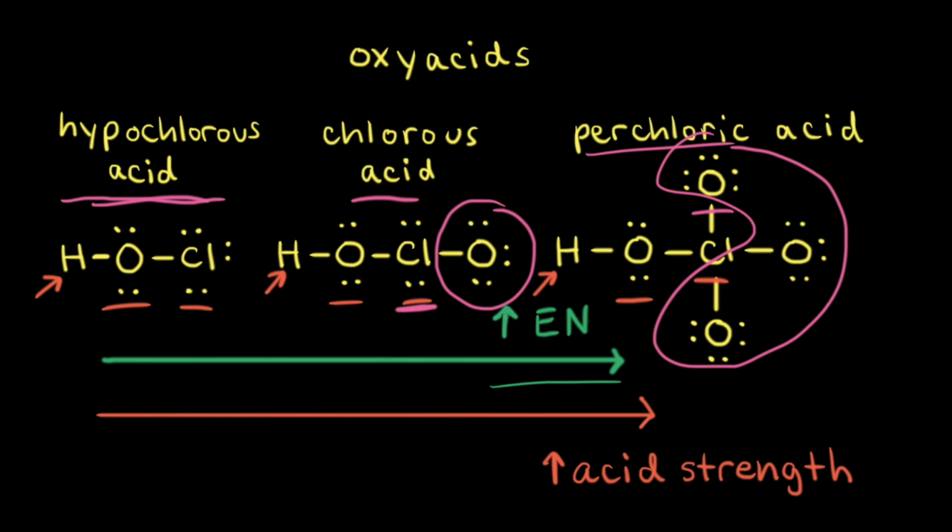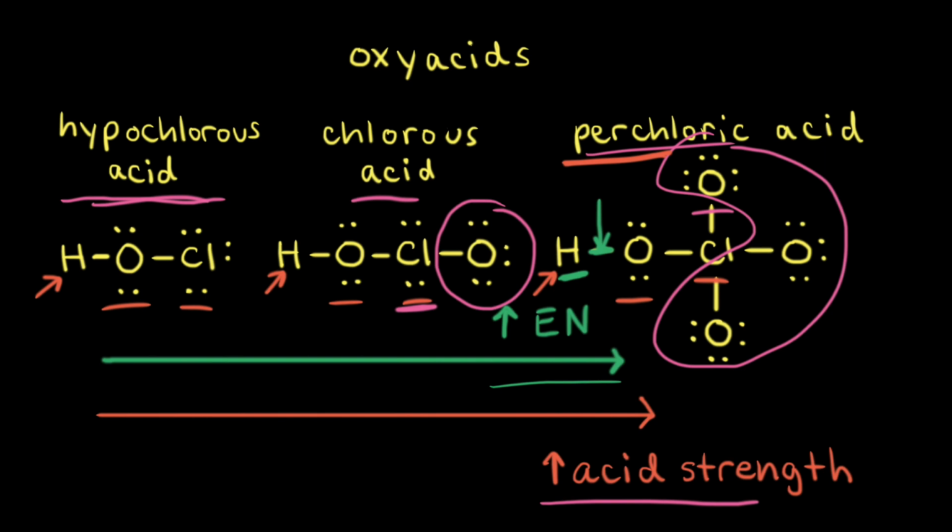atoms in the acid. And as the number of electronegative atoms increases, more electron density is pulled away from the acidic proton, which increases the polarity of the oxygen-hydrogen bond. So bond polarity increases as we move to the right, which predicts an increase in the strength of the acid as we move to the right. And that's what we observe experimentally. Perchloric acid is the strongest of the three.